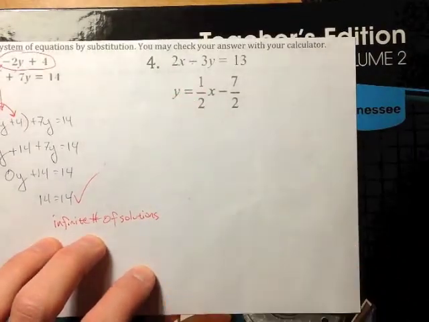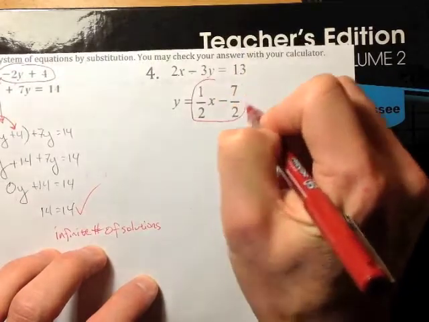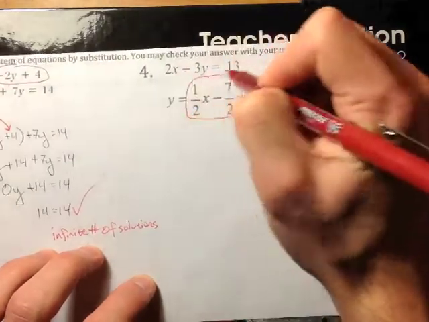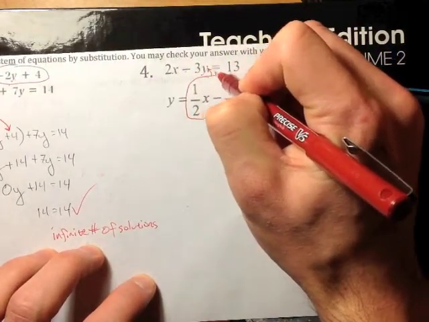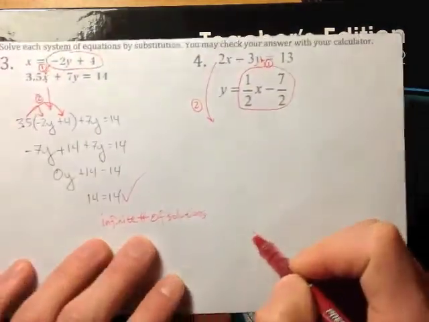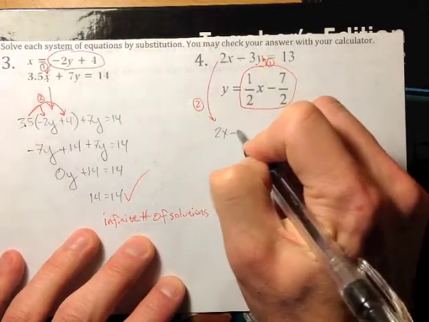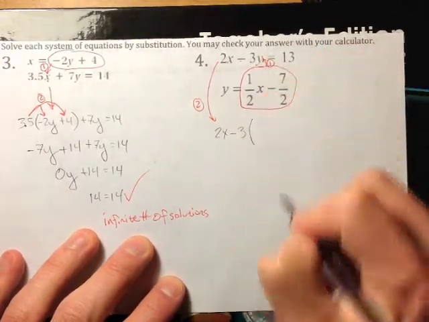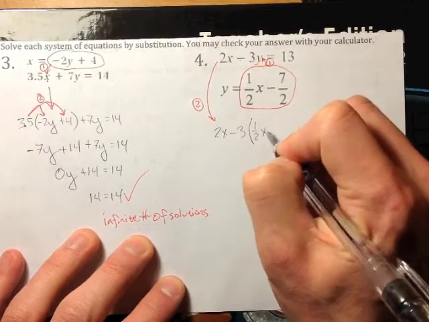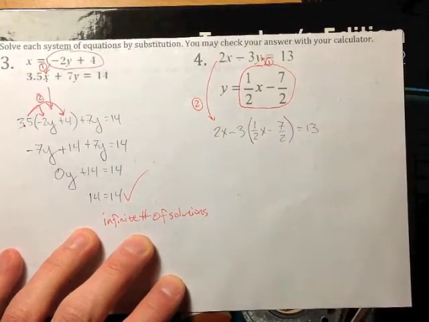Now, problem number 4, the second equation is already solved for y. So I'm going to take that and I'm going to stick it into the first equation. That's my step 1. My step 2 is going to be to rewrite the first equation, except instead of y, I have in parentheses 1/2 times x minus 7/2. This is equal to 13.